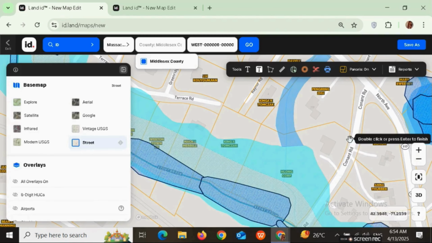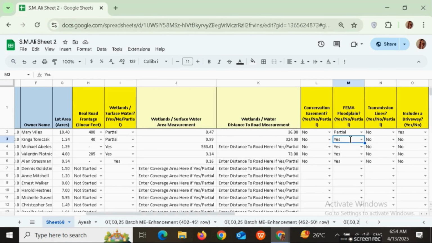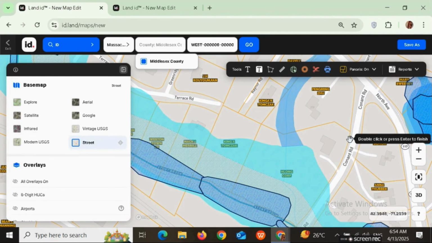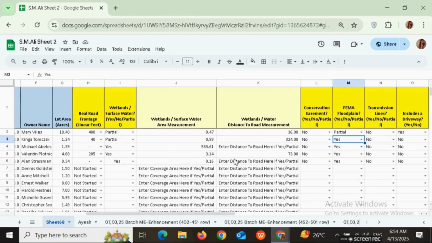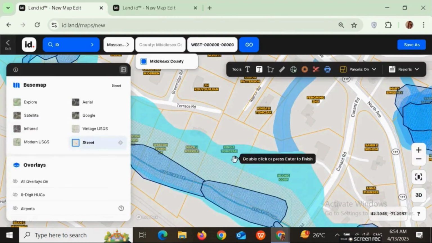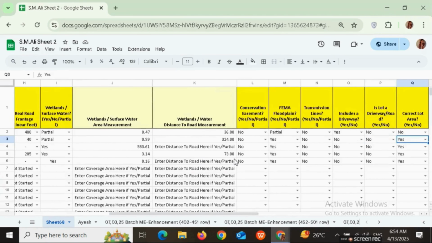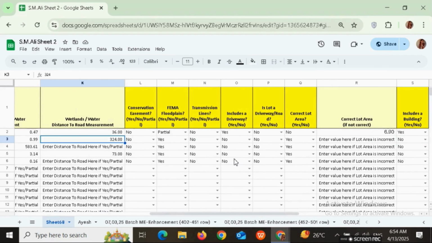Conservation, no, there is no conservation. There is no chance to be conservation. FEMA floodplain, yes, there is a FEMA floodplain, and it is about 80% of the property, so it should go with yes. Transmission line, no, there is no transmission line. All these things are usual things. Includes a driveway, no, there is no driveway.